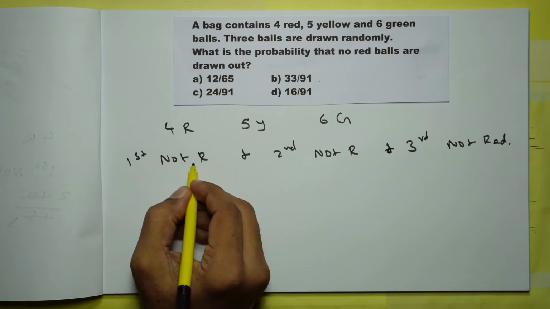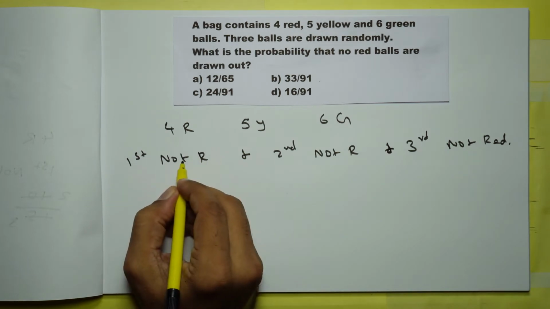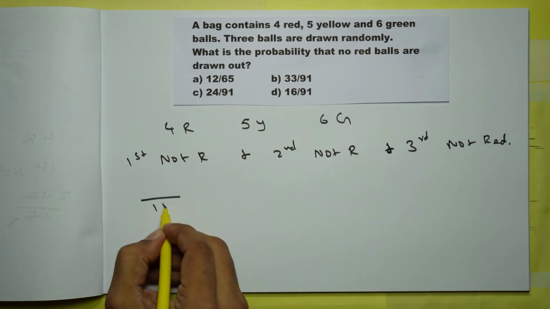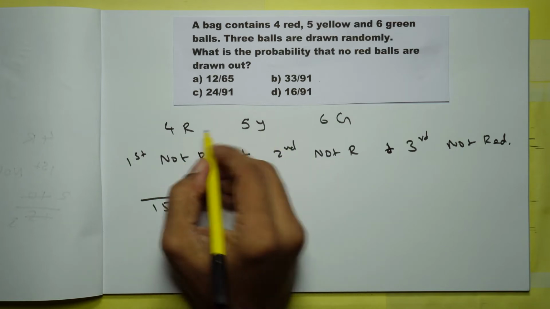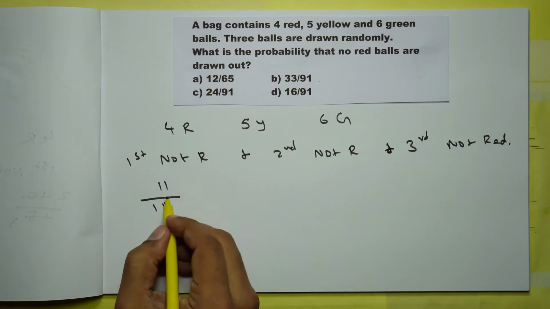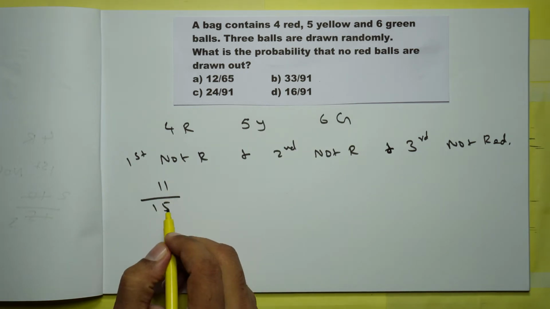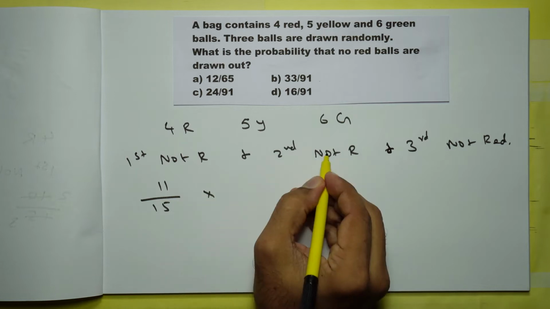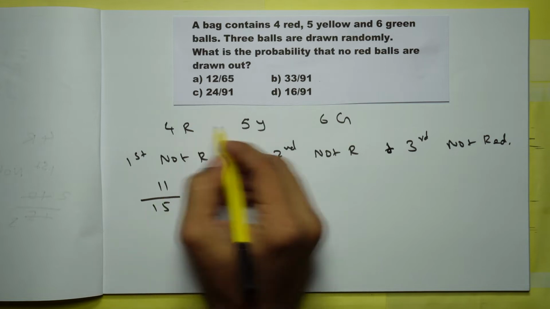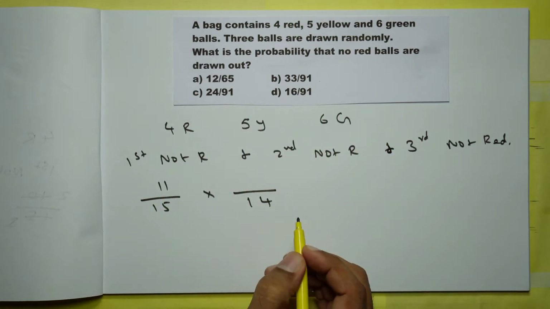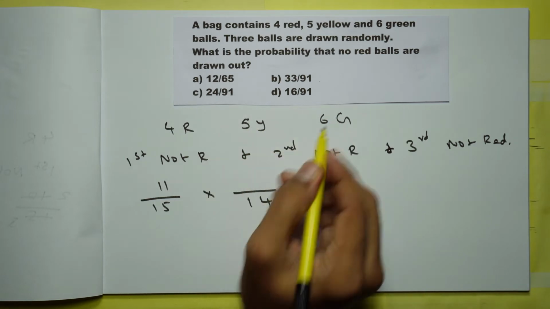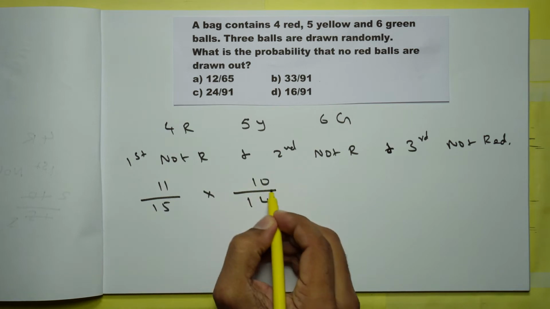This and this and this, and whenever and comes you have to multiply. So first we'll find out the probability that the first ball is not a red ball. Total number of balls are 4 plus 6, 10, plus 5, 15, and the number of balls which are not red is 5 plus 6, altogether 11 of them. So this is the probability that the first one is not red, and the second one is not red. Whenever and comes you have to multiply. Now one ball has already been taken, 15 balls are there, so remaining 14 balls are there, and 5 plus 6, 11 were there which were not red. One is already taken here, so remaining 10.